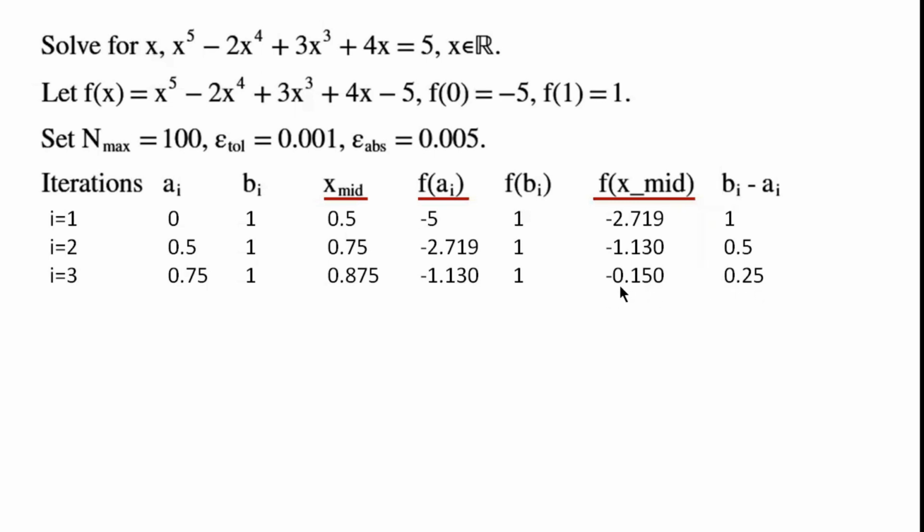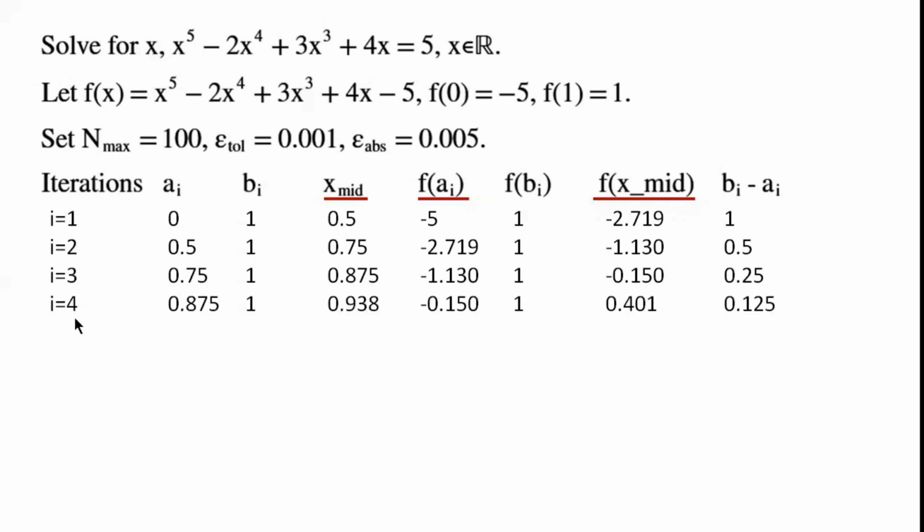The modulus of f of x mid is much greater than epsilon tau. The modulus of bi minus ai is much greater than epsilon abs. We can see that f of ai and f of x mid have the same sign, so the roots must be in the interval x mid and bi.